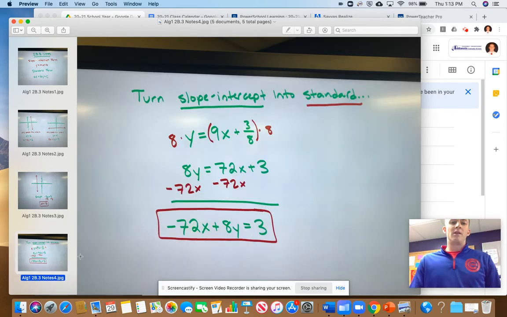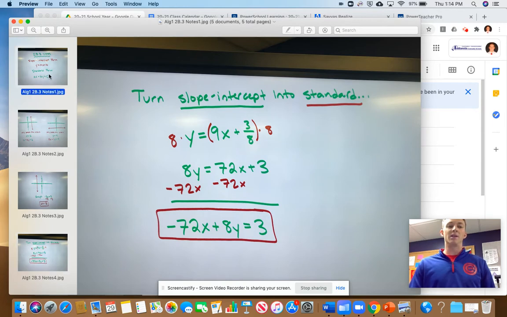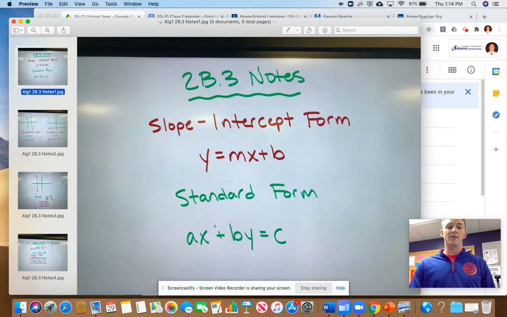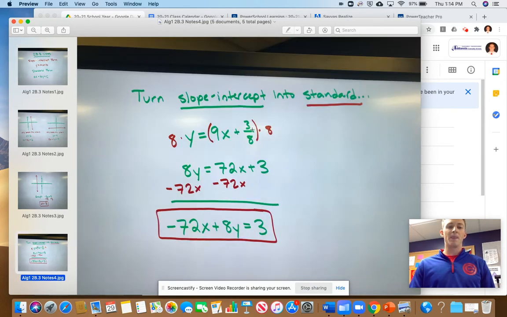We have two more. We start with slope-intercept form, and we want to turn it into standard form. So our original equation is here in the green. We have y equals 9x plus 3 over 8. And we want to get the x and the y on the left side, just like we have here. So we don't like this fraction. Let's multiply everything in the equation by 8, the denominator of this fraction, so that we have nice whole numbers to move over. So we multiplied everything by 8.